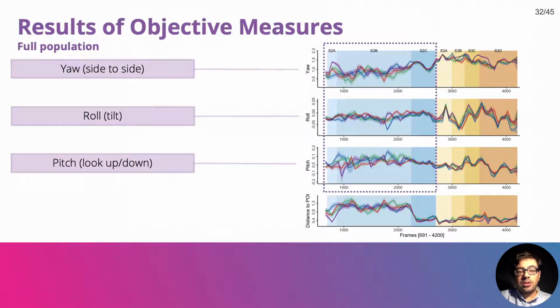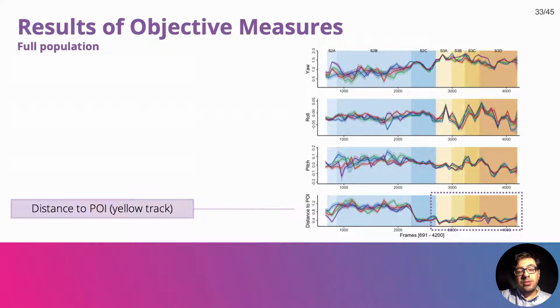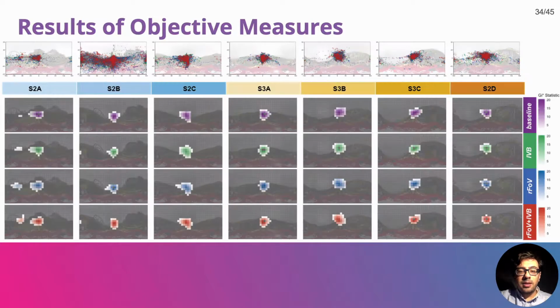In the blue segments of S2, there is more exploration, either by looking side to side or up and down. When the yellow segment of S3 starts, the more turbulent part of the ride, participants focus on the point of interest, in this case the yellow track. This type of behavior is consistent in other segments, and from the hotspots we can see that there is not a noticeable variation between the conditions.